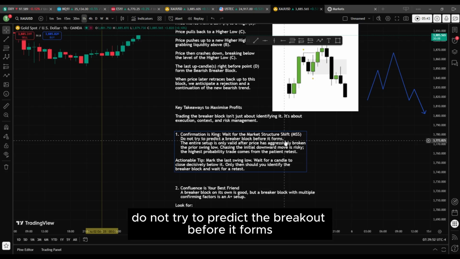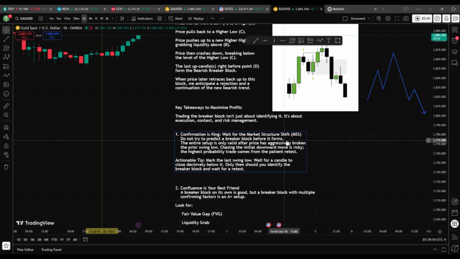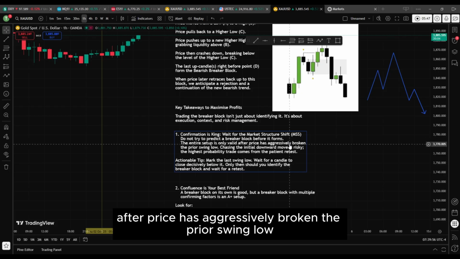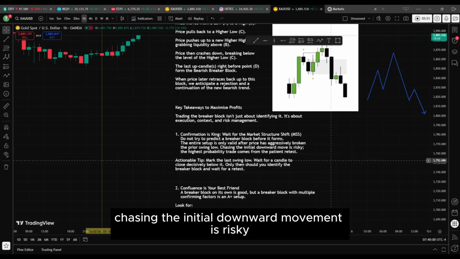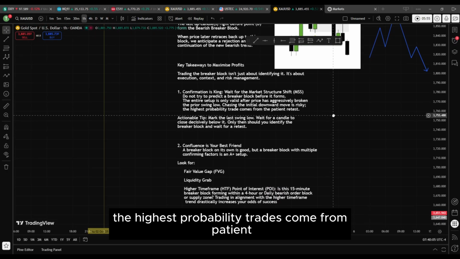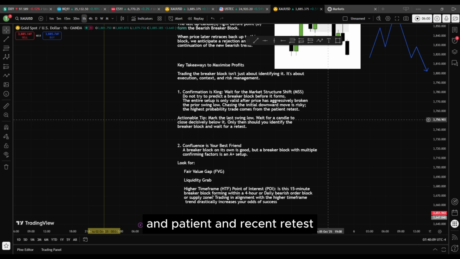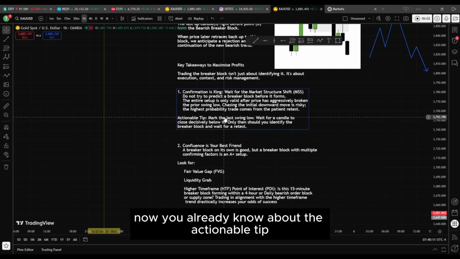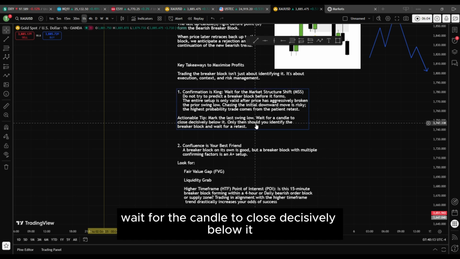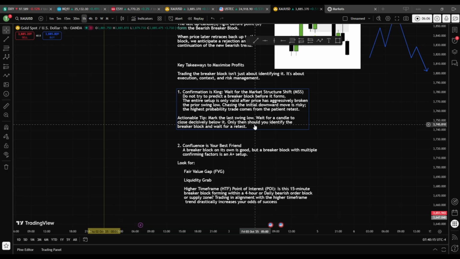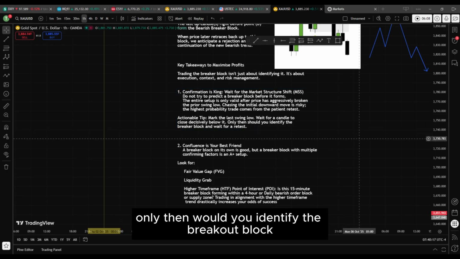Do not try to predict the breaker before it forms. The entire setup is only valid after price has aggressively broken the prior swing low. Chasing the initial downward movement is risky. The highest probability trades come from patiently waiting for the retest. Now you're reading the narrative. You mark the last swing low, wait for the candle to close decisively below it, and only then do you identify the breaker block and wait for the retest.